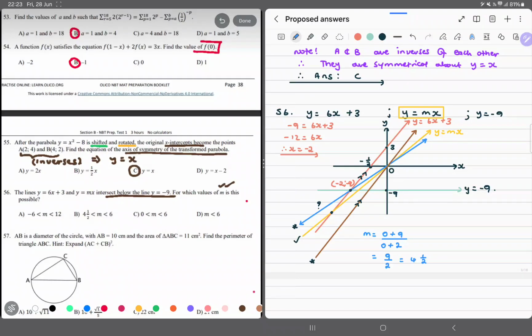But now what is the gradient here? The gradient here is 6 because it's parallel to the other one. So therefore, to answer the question, we know that m has to be less than the gradient of 6, but greater than the gradient of 4.5, since this is presented like that. So this means B is the answer.